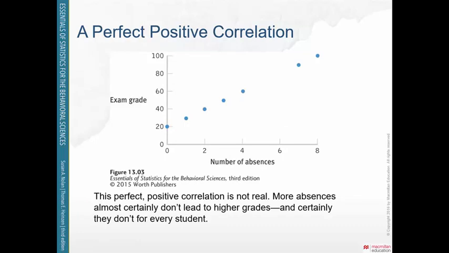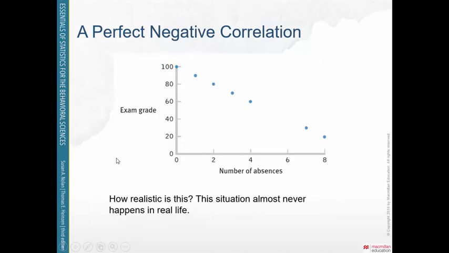Perfect positive correlation. Here, number of absences and exam grades. Do you think this really would be a perfect positive correlation? No way, right? Everybody, all the time, if you miss 2 classes, you will always get a 40 on the exam. No. This is nothing you would ever see in psychology.